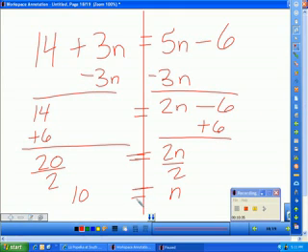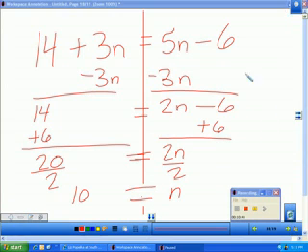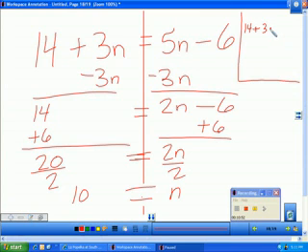Of course, I need to go back and, oops, sorry, not a very neat equal sign there. Now I need to go back and check my answer. In order to do that, I'm just going to make a little spot right over here. So I'm going to do 14 plus 3 times 10 equals 5 times 10 minus 6.